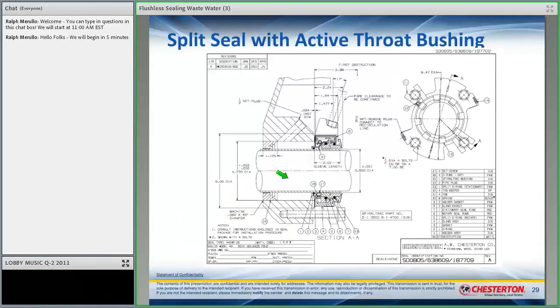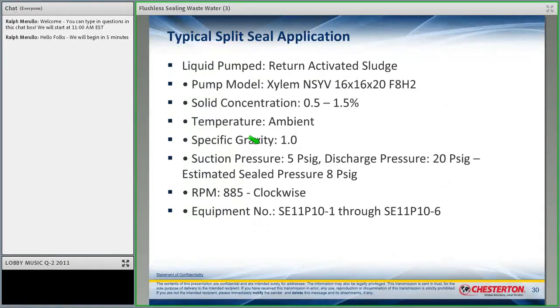So this is an example of a split seal with an active throat bushing, right? So there it is mounted in the bottom of the seal chamber there, okay? Now, in this particular case, unfortunately, this is not horizontal. This is vertical. And this is what this looks like here. This was in return-activated sludge, and that was the solids concentration. Temperature's ambient. These are the pressures. You notice how low the pressure is? Suction pressure is 5, discharge is 20. We estimated 8 psi sealed pressure.